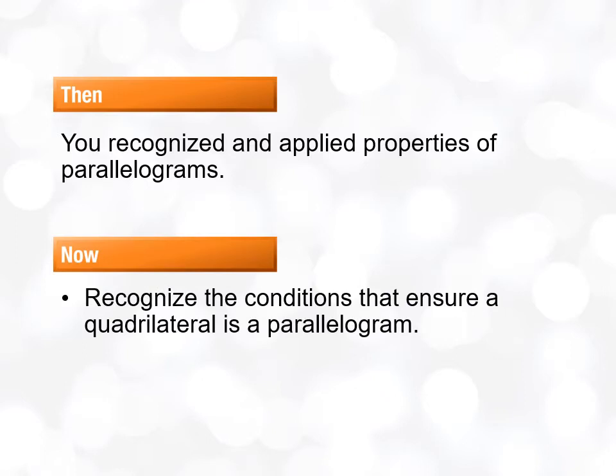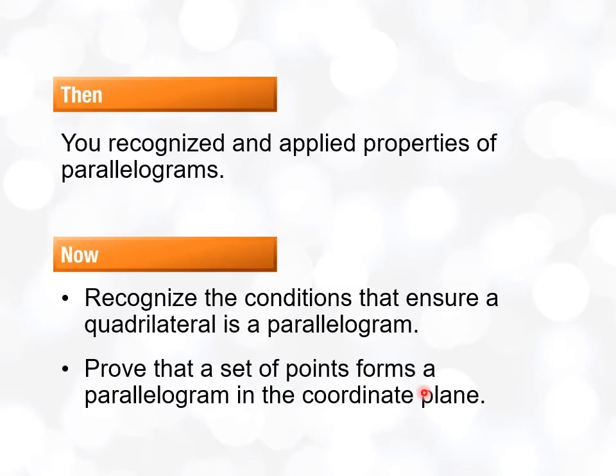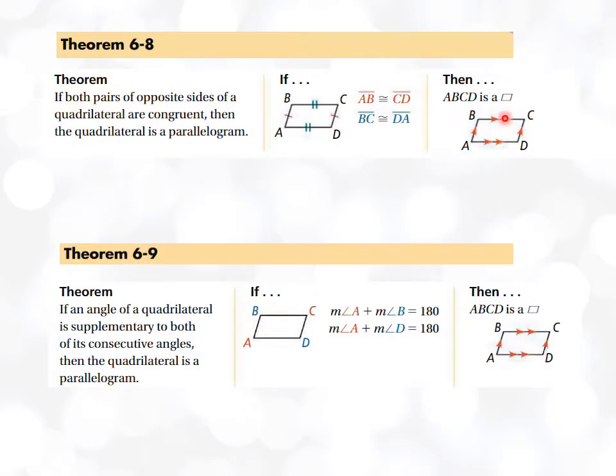Now we are going to discuss recognizing the conditions that ensure a quadrilateral is a parallelogram, and proving that a set of points forms a parallelogram in the coordinate plane. Let's discuss theorems. Theorem 6.8 states that if both pairs of opposite sides of a quadrilateral are congruent, then the quadrilateral is a parallelogram. Look at this. If AB is congruent to CD, if these two sides are equal, and BC is congruent to DA, then we can say ABCD is a parallelogram.